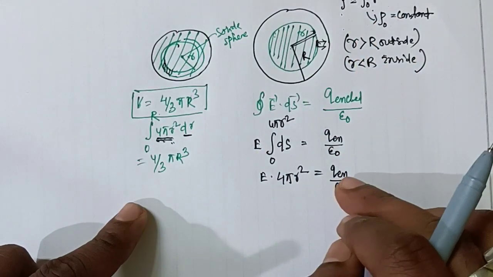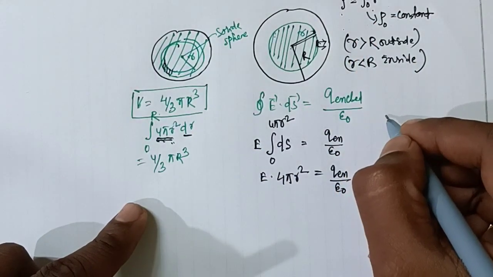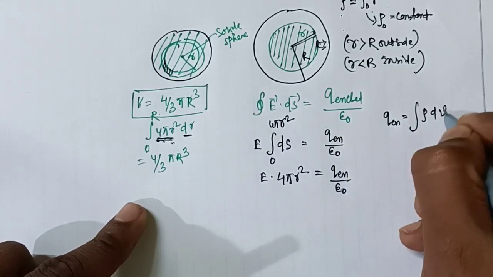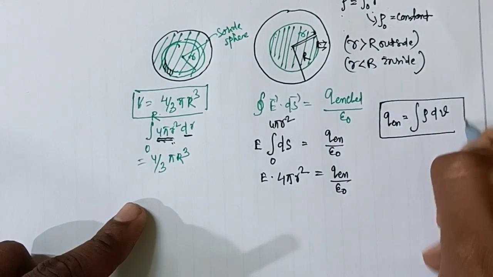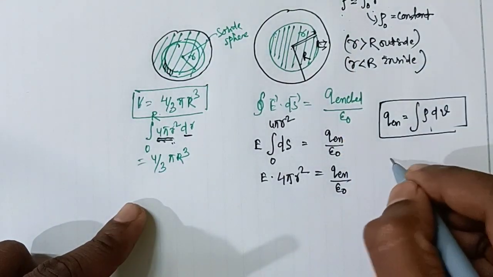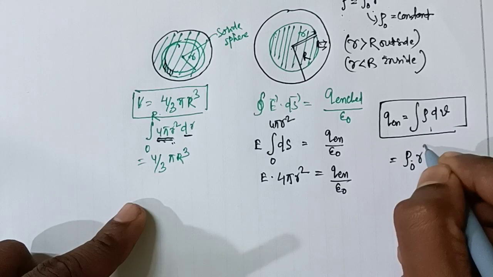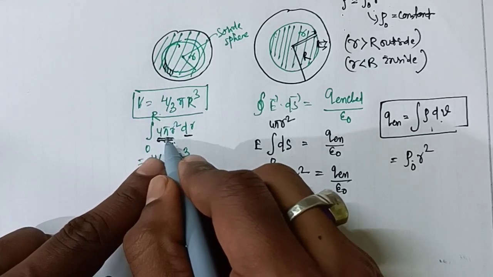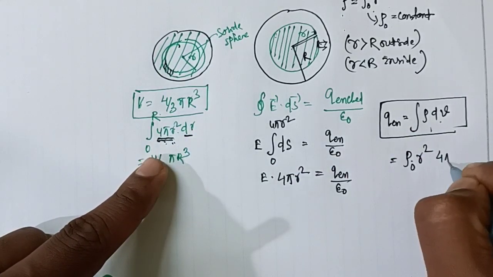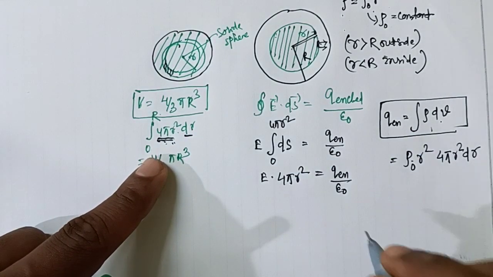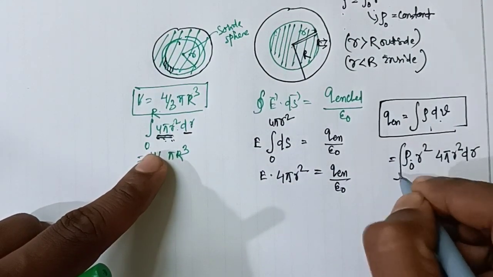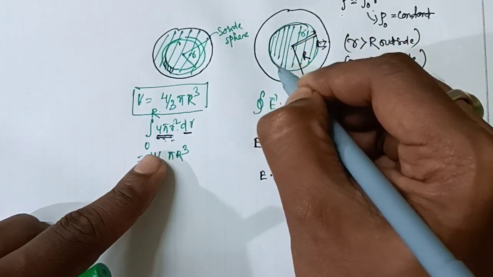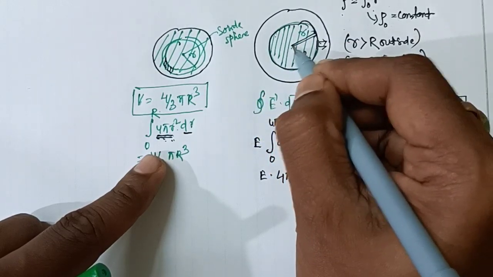In a similar fashion, if I go for the charge enclosed, q enclosed is nothing but the integral of rho dv. This can be directly written like this. Rho is given, this is nothing but rho naught r square. And dv is 4 pi r square dr. I will integrate with limits 0 to r, because when the point is inside, we are only looking at this sphere. That's why the limit is 0 to r.